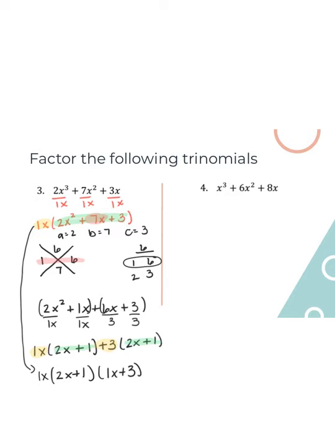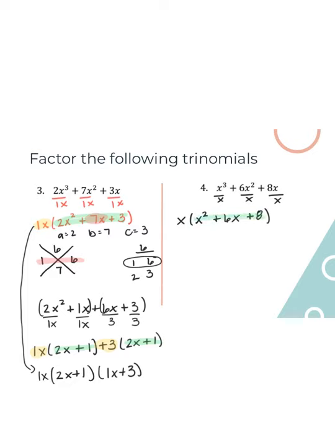Okay, looking at number 4, I have x to the third, I have a 6x squared and an 8x. I see that they all three have an x in them. So I'm going to take an x out of here, an x out of here, and an x out of here. So my x is going to come out front. X to the third divided by x is x squared. 6x squared divided by x is going to give me just a 6x. And then 8x divided by x, that's just going to give me a plus 8. Those x's cancel out.